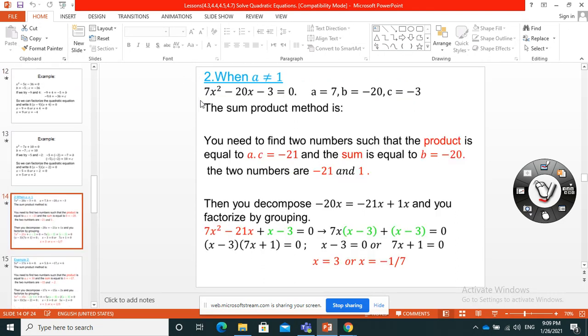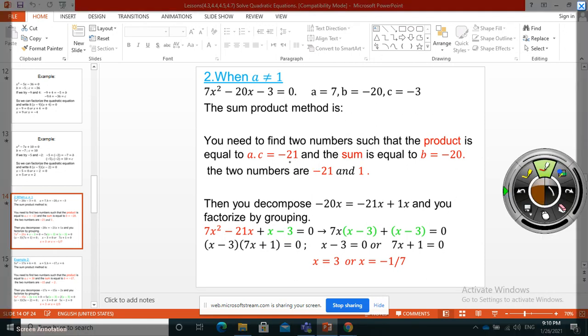Since A is 7, I need to find two numbers whose product is A times C and whose sum is B. So which two numbers, if I multiply them, give me minus 21, and if I add them, give minus 20? As I told you, all the time you start by doing the multiplication first. So what times what gives me minus 21? 21 is 21 times 1, or 7 times 3. We don't have other choices than those two.